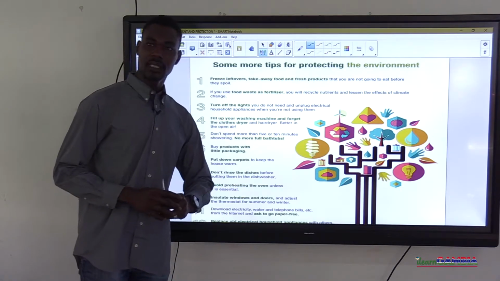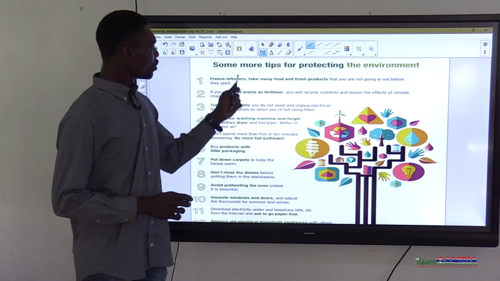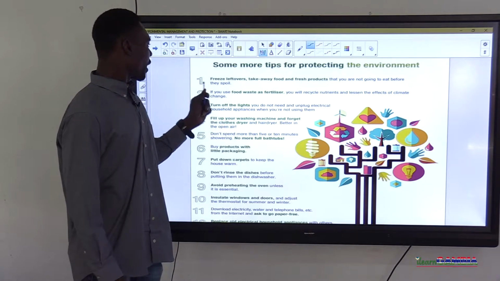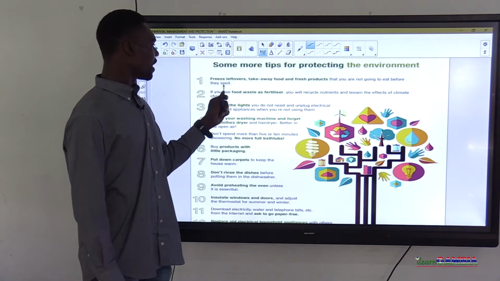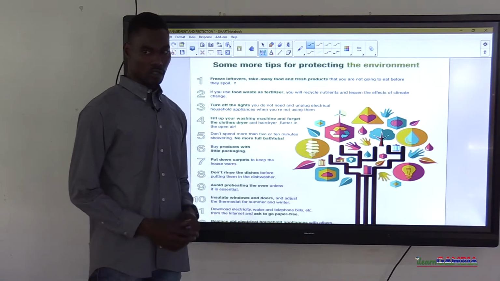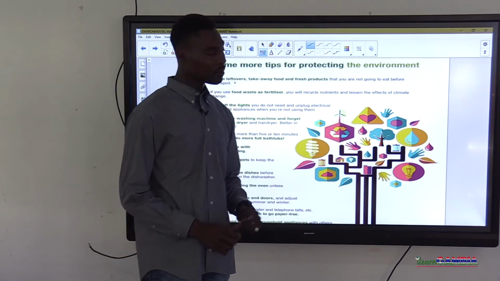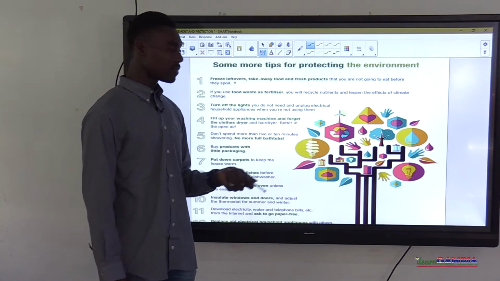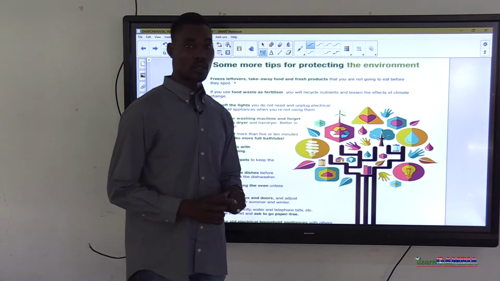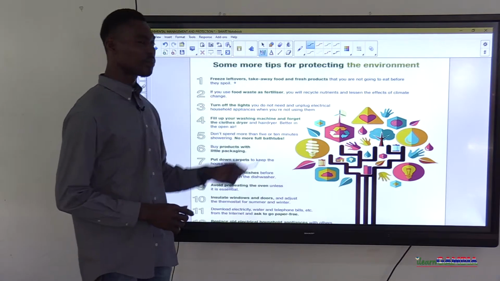Here are other useful tips that we can use to manage and protect our environment. Some more tips for protecting the environment. Point 1, freeze leftovers, take away food and fresh products that you are not going to eat before they spoil.